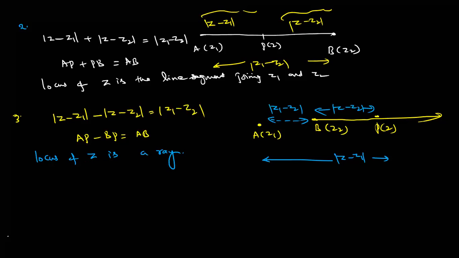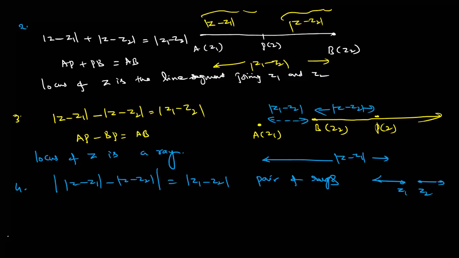A ray. Sir, but when is it possible to get a pair of straight lines? Can you guess? Modulus of Z minus Z1 minus modulus of Z minus Z2 is equal to modulus of Z1 minus Z2 represents a pair of rays. That is the meaning. So it is coming like that, Z1, like that Z2. Two directions. But the main thing is, the second one is very important. Dear students, we frequently use 1 and 2.